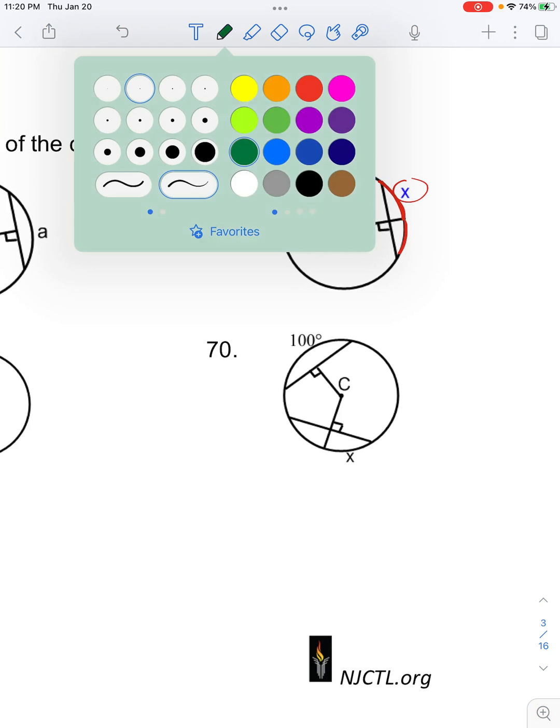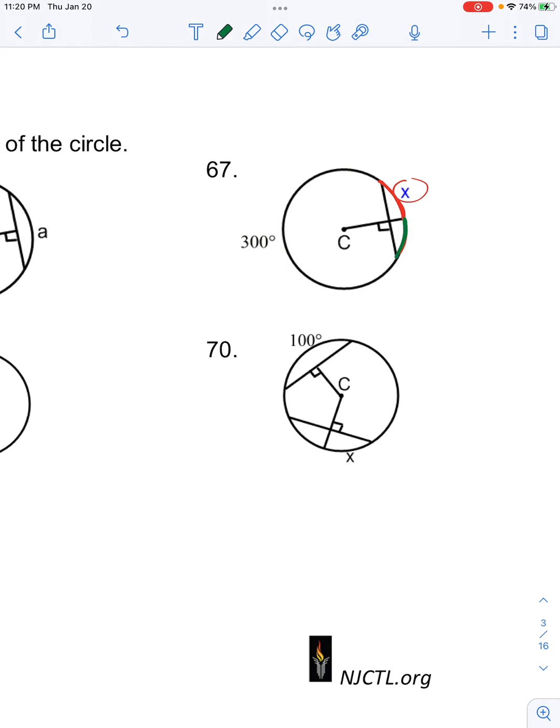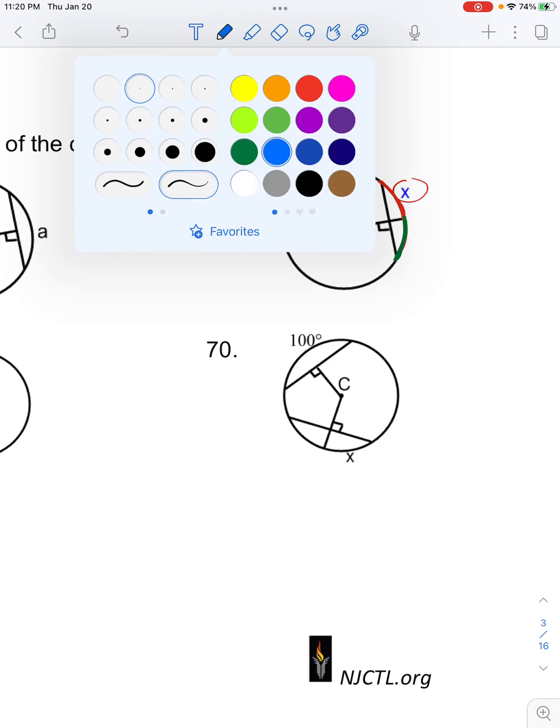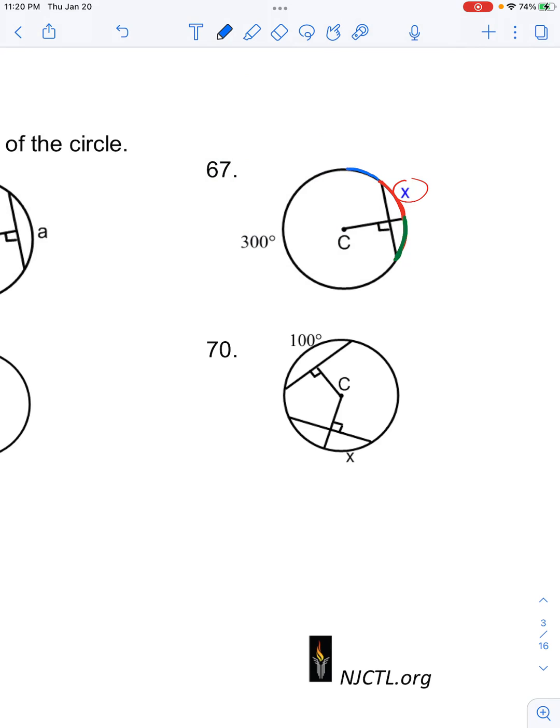Let me change the color so we can differentiate a little bit. We know that the measure of this larger arc is 300 right here. So if we find the difference between the measure of the total arc of the circle, that would be 360 minus 300, would give us the leftover arc here, this arc measure of 60 degrees.